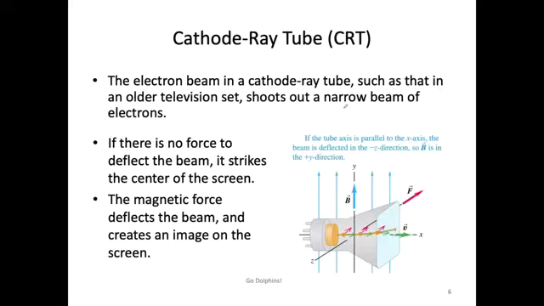Magnetic force is used in the granny TV or monitor, the very big and thick monitor we used to use. The physics principle behind that monitor or TV is called a cathode ray tube. So let's watch a video demonstration of how electrons bend inside a magnetic field, which is also a demo we did in class.